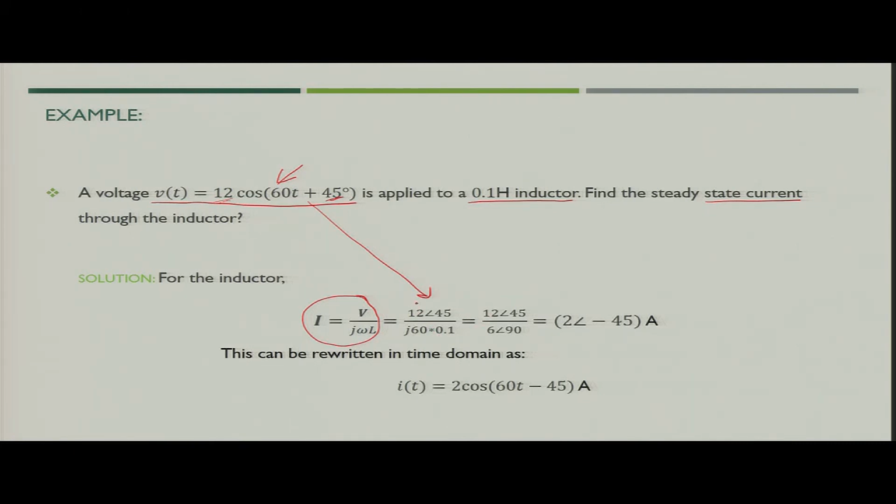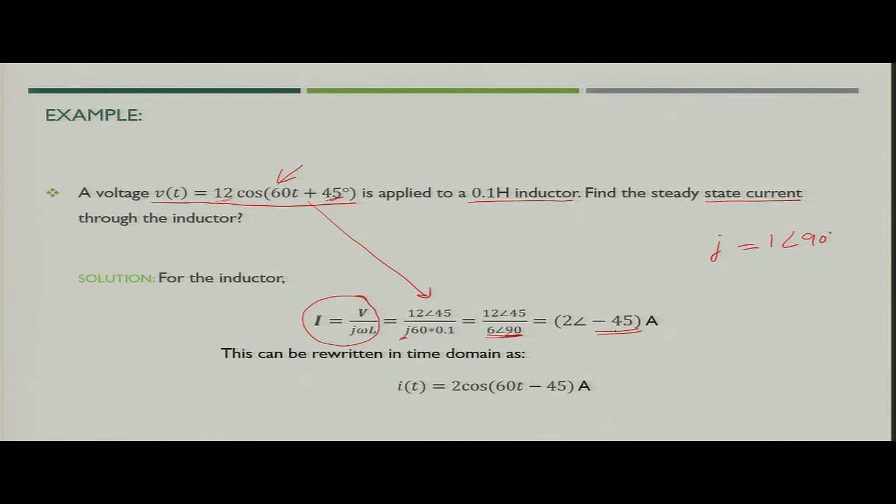So the lower term would be 6 angle 90 degree. Why has 90 degree come? Because the j term is there, and j can be simply written as 1 angle 90 degree. So if you multiply j with 1 angle 90 degree, you will get 6 angle 90 degree as the denominator. When you simplify, the 12 will become 2 when you divide it by 6, and then 45 minus 90 degree would be the final phase angle, that is 2 angle minus 45 degree ampere.